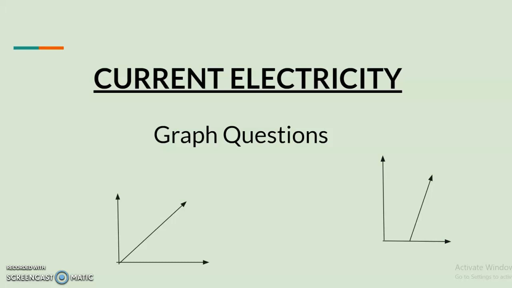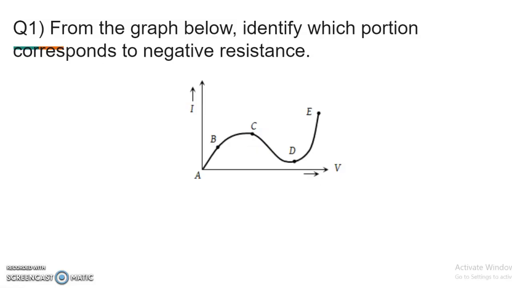So hey guys, today we are going to solve graph questions on the topic current electricity. So coming to the first question, from the graph below, identify which portion corresponds to negative resistance.